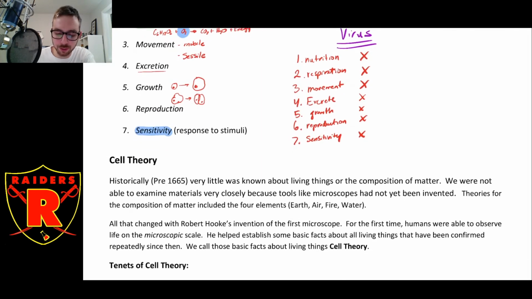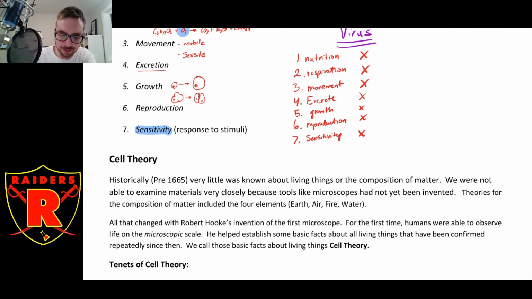If you go pre-1665, in 1665 was when the modern style of microscope was invented, a compound lens microscope, so you could see things that were impossible to see with the naked eye. Before that time, we really didn't have a lot of knowledge about chemistry and what matter was composed of. You guys have talked about that in grade 9 and 10, the idea that it's made of protons, neutrons, and electrons, which create atoms. The atoms interact and form compounds and things like that. We didn't know any of that pre-1665. We just couldn't examine materials very closely.